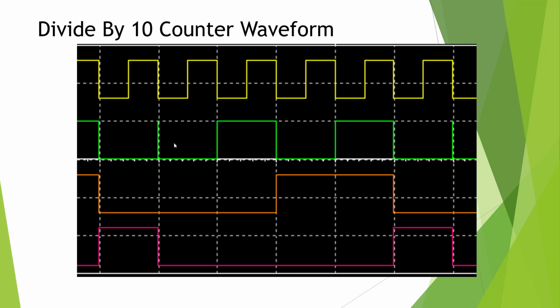So we got 0, 0, 0, 0, which is 0. 1, 0, 0, 0, which is 1. 0, 1, 0, 0, which is 2. 1, 1, 0, 0, which is 3. 0, 0, 1, 0, which is 4. 1, 0, 1, 0, which is 5. 0, 1, 1, 0, which is 6. 1, 1, 1, 0, which is 7. 0, 0, 0, 1, which is 8, and then we have 1, 0, 0, 1, which is 9. So we have a 0 to 9 count, divide by 10 counter.